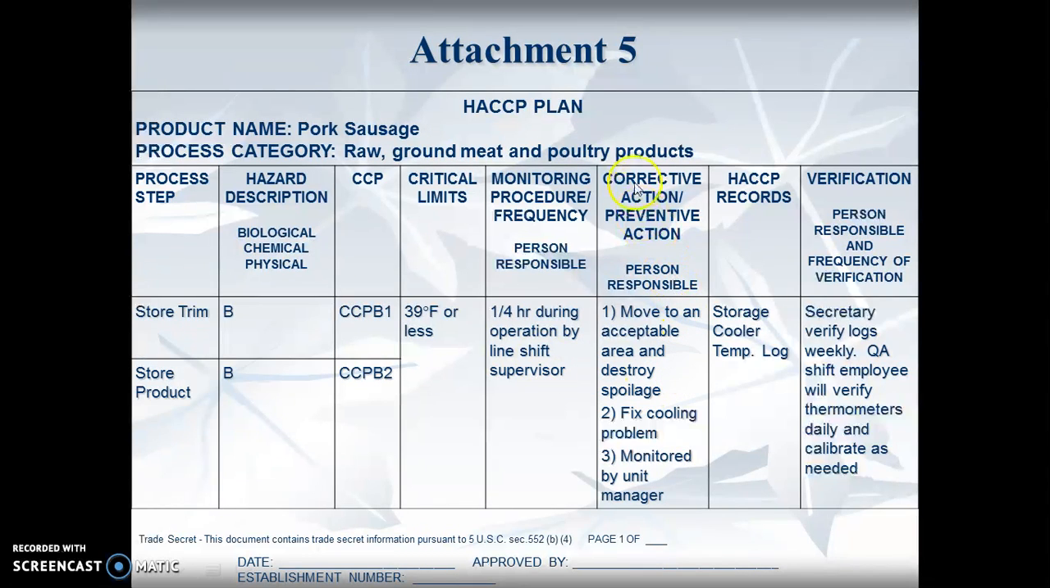Corrective action. What do we do once we find that something is wrong? Once we realize that something has gotten out of compliance, we have deviated from where we need to be, something has to be done to fix it, and that is a corrective action. Move to an acceptable area and destroy spoilage. Fix a cooling problem. If we're not reaching that 39 degrees Fahrenheit or less, fix that cooling problem.